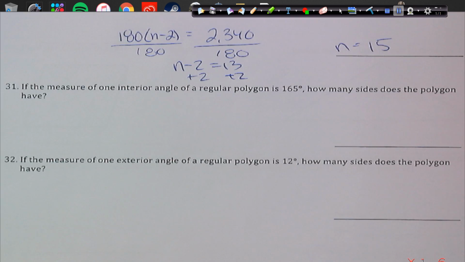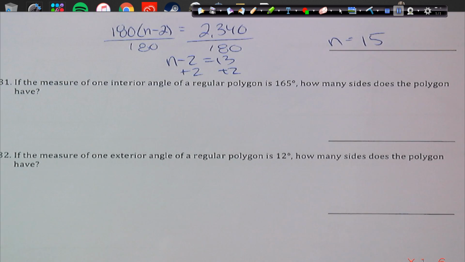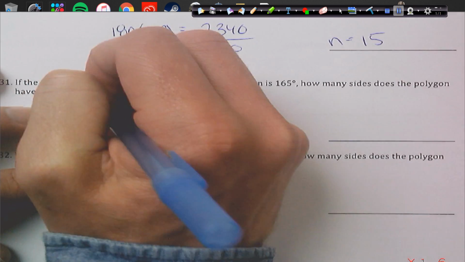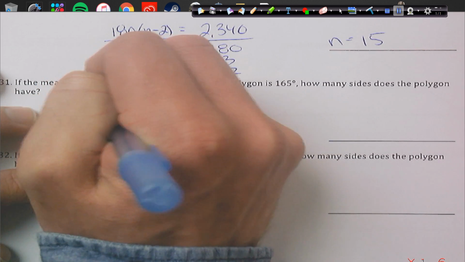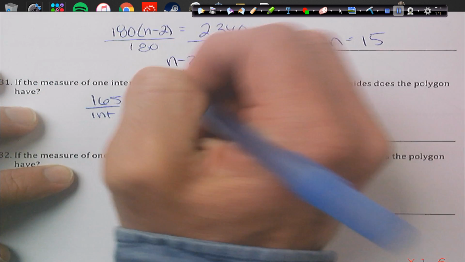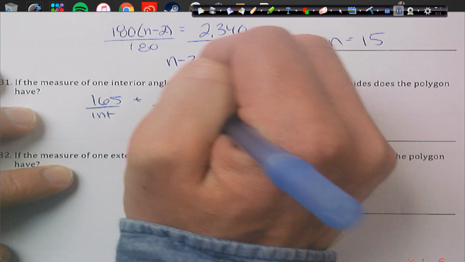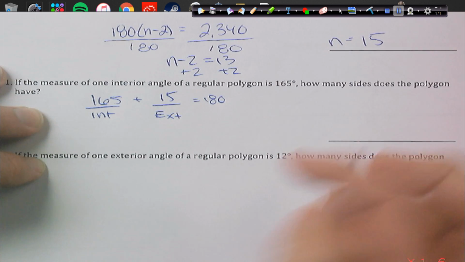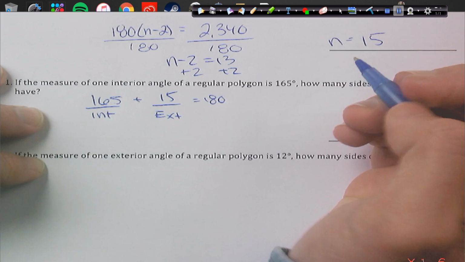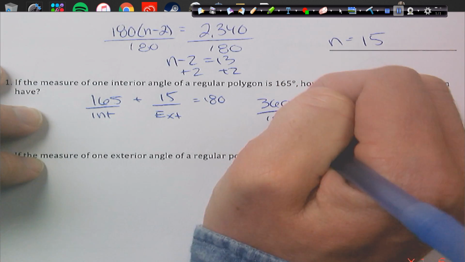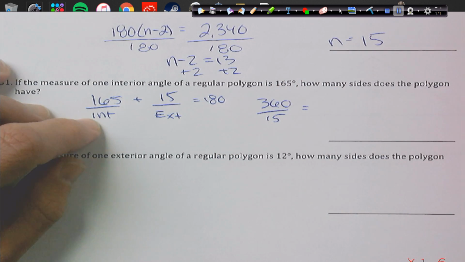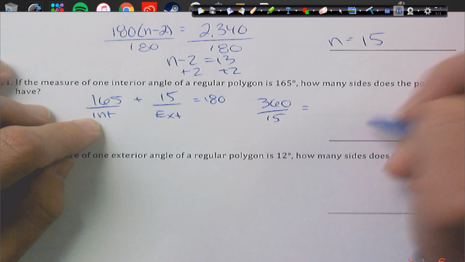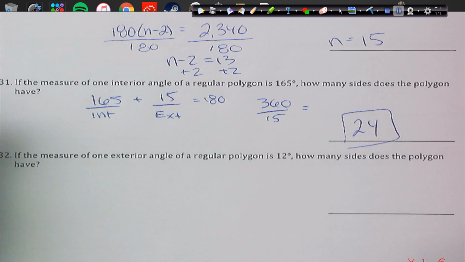The measure of one interior angle of a regular polygon is 165. How many sides does it have? If the interior angle is 165, then the exterior angle adds to 180 with it, so we're dealing with 15 degrees here. If we have 15 degrees as the exterior angle, we ask how many times that fits into 360, so we divide 360 by 15. That tells us we have 24 sides.